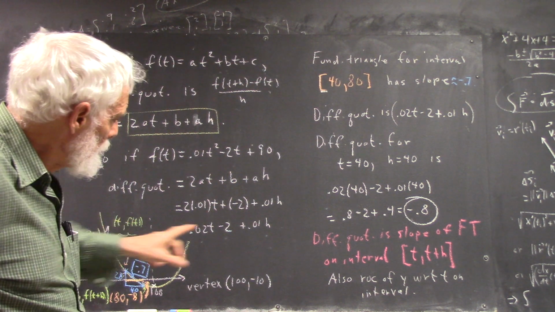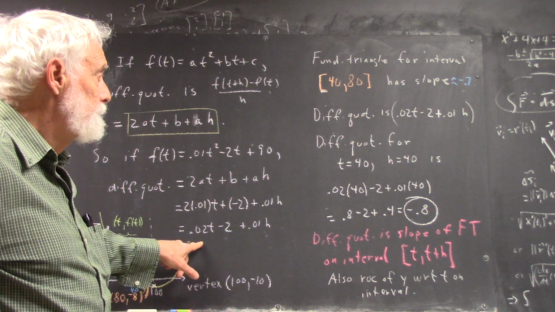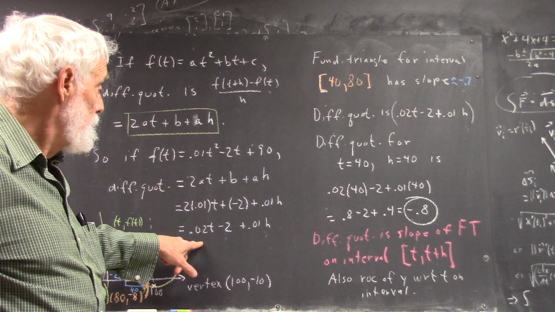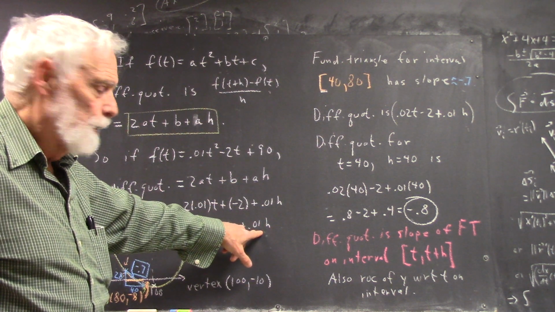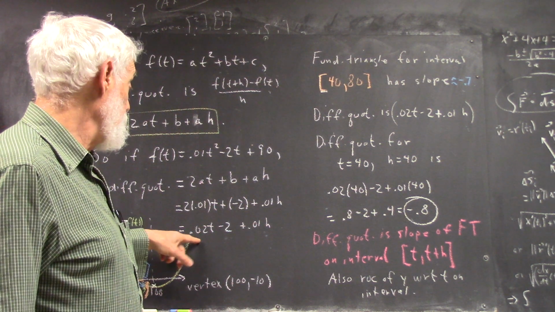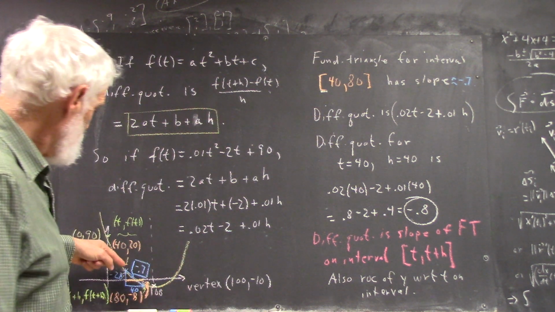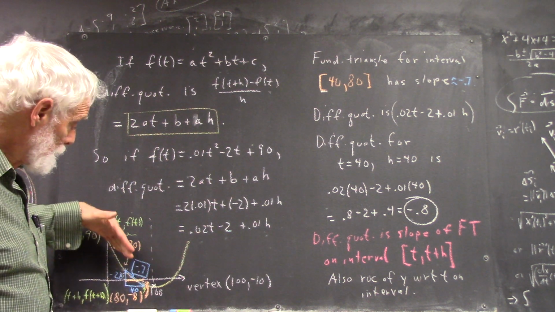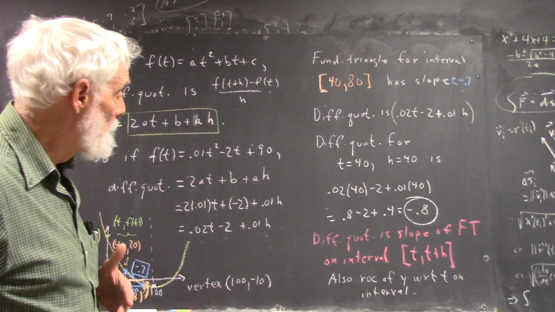As h approaches 0, the slope approaches 0.02t minus 2, because the 0.01h goes to 0. Now the 0.02t for t equals 40 is 0.8, minus 2. The slope actually approaches negative 1.2. So the slope here is not as steep as it is here. It's actually fairly significantly steeper. It's negative 1.2 instead of negative 0.8.